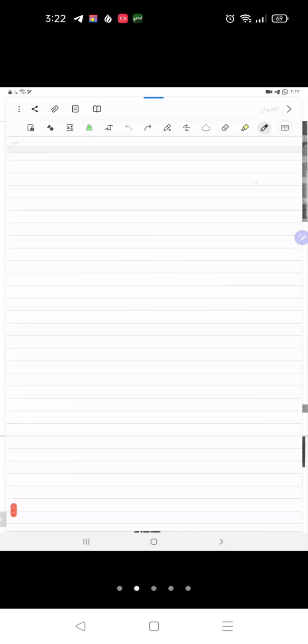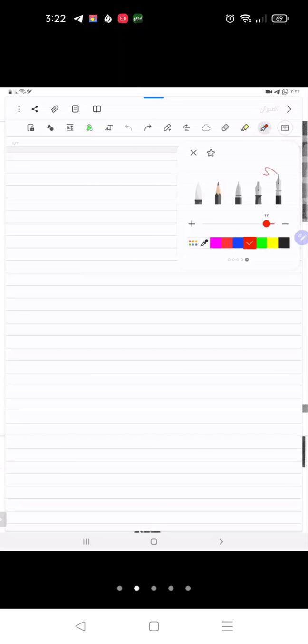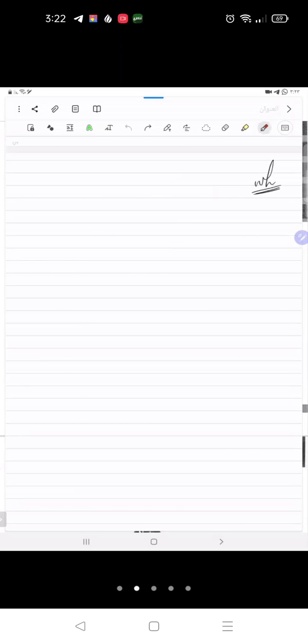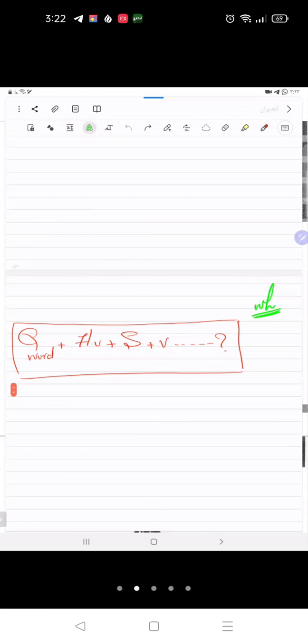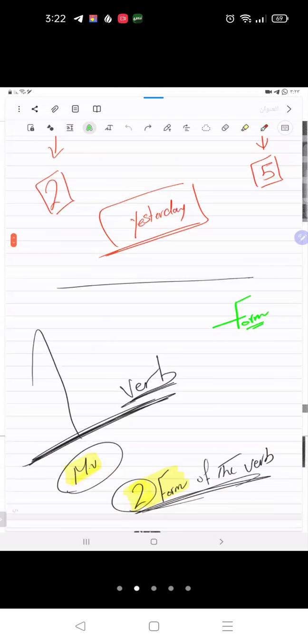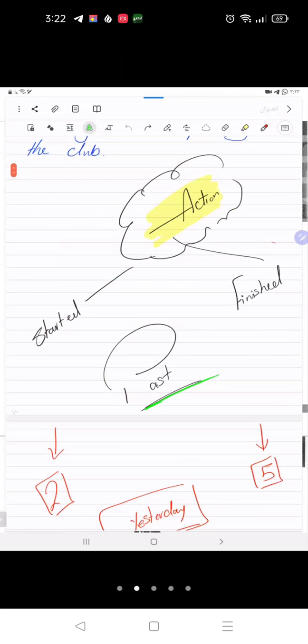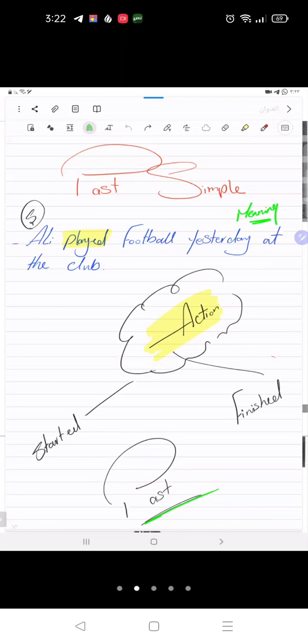Let's move to the WH question. In English, we have a general rule to make a WH question. You must start with the question word, plus the helping verb, plus the subject, plus the verb. Okay? So this is the main or the general rule to make a WH question in English. So, please look at this sentence, and I want you to make more than one WH question about this sentence.